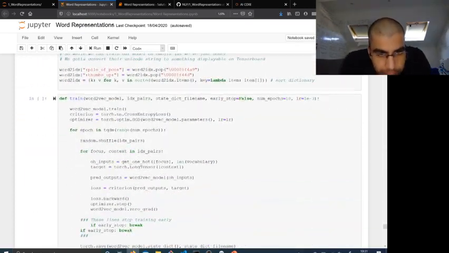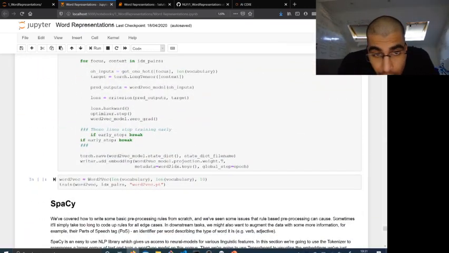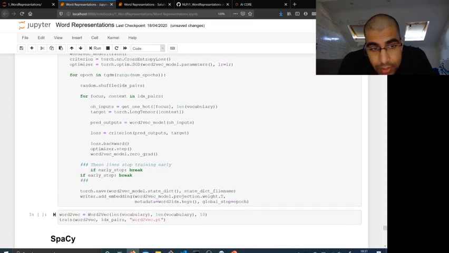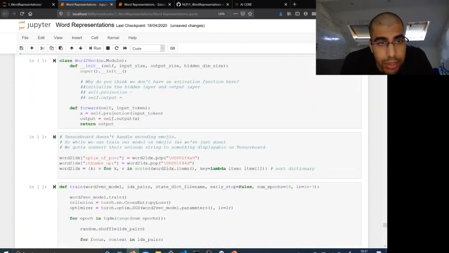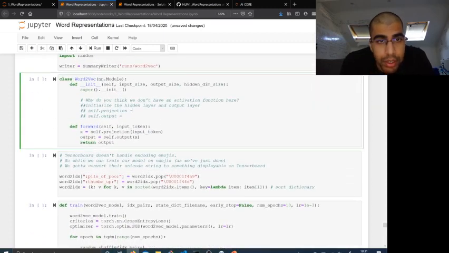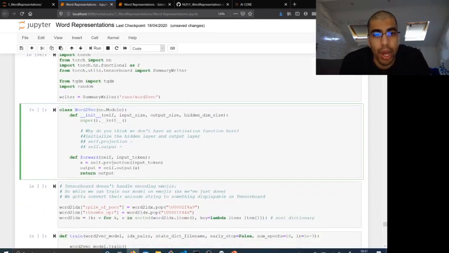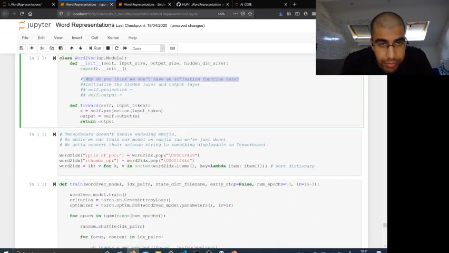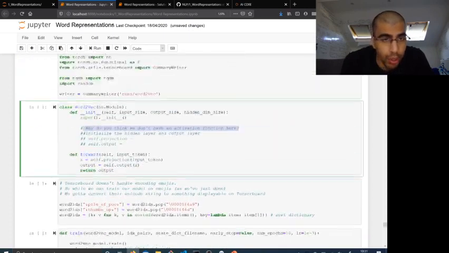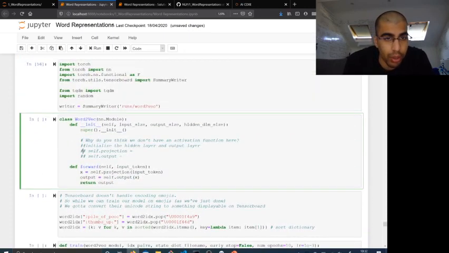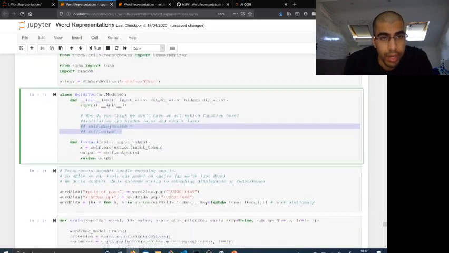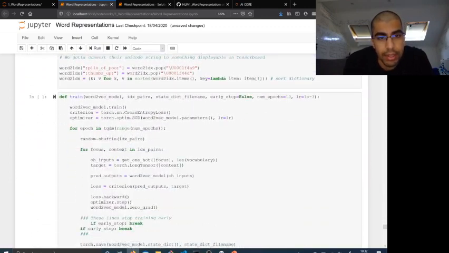I want you guys to take 10 to 15 minutes to code up this neural network. Think about the answer to this question: why we don't have an activation function in between the projection and the output. So what you guys need to do is code up these two things.